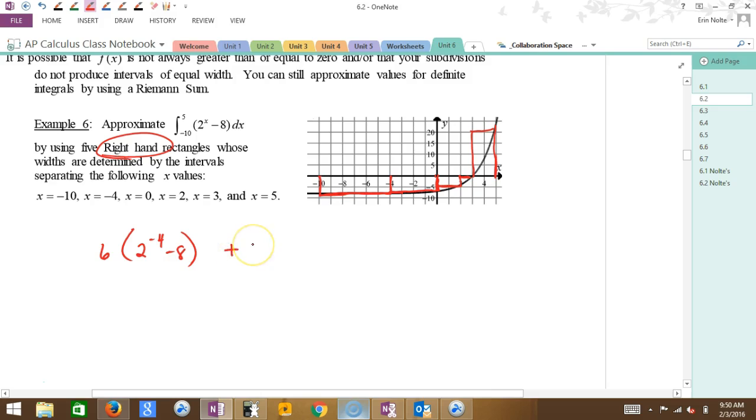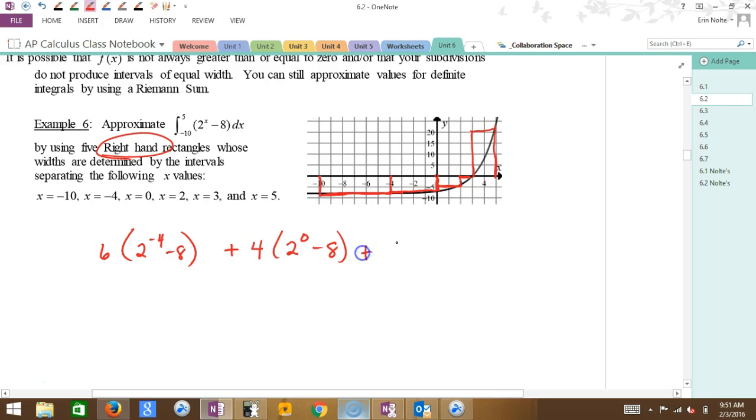Okay, on the second rectangle, what's the width? Yes, rectangle, what did I say? Triangle. Thank you, rectangle. What's the width on the second one? 4. Okay, and what number are we using for the height? 0, good. So we have 2 to the 0 minus 8. So you could probably do a little mental math on that one and say 2 to the 0 is 1, 1 minus 8. Simplify that.